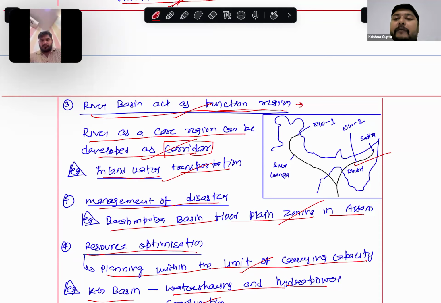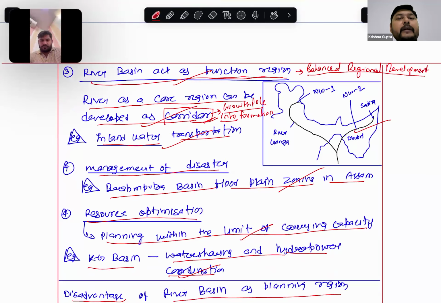So it can be taken up for balanced regional development. And wherever these corridors are present, they will act like a growth pole, or it will result in the formation of a growth pole. So this we can add here because we are talking about the functional part. This will be from the economic perspective.